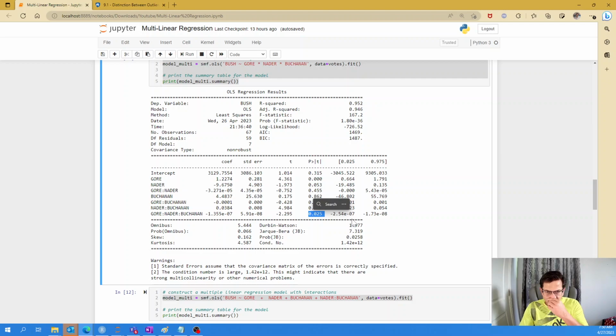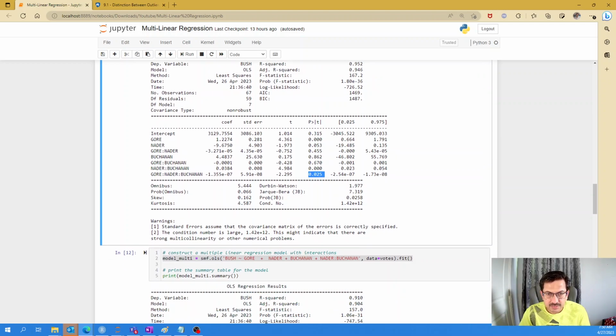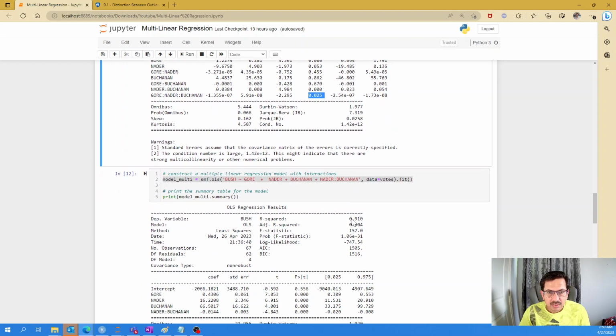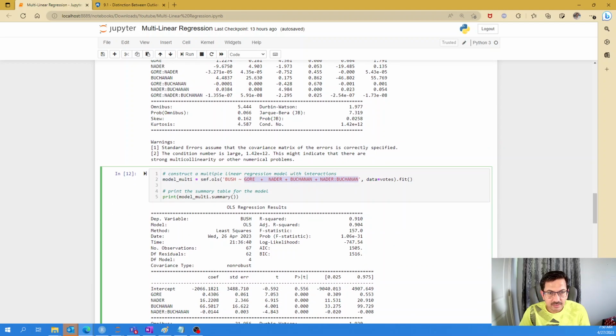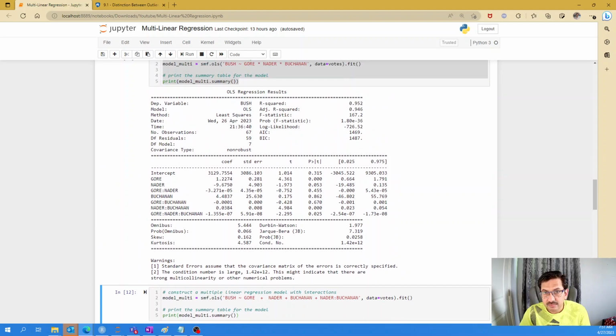We are not considering this. Okay, so only one value we are keeping, that is this. And if you do that, then you rebuild the model once again. So let's rebuild the model once again, and you will get the value like this, which is definitely increasing.